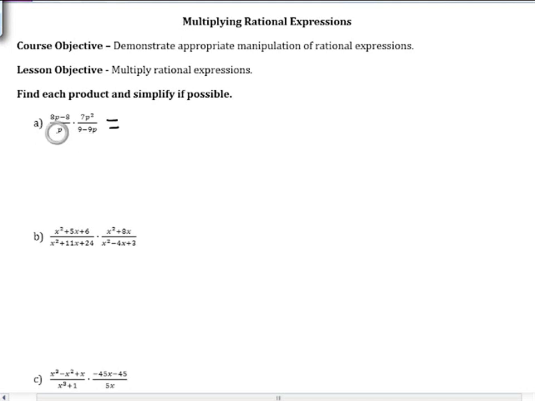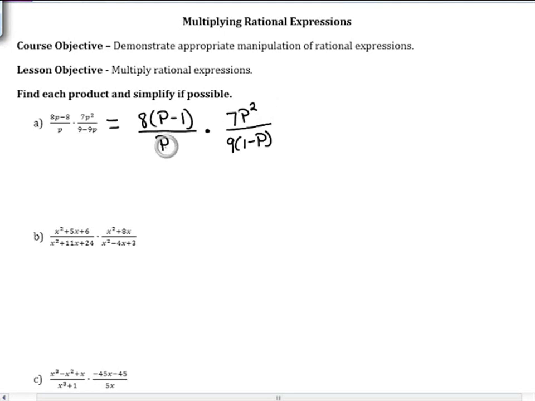We can factor an 8 out of this 8p minus 8, so that will become 8 times the quantity p minus 1. Then we can't do anything to our denominator, it just remains p. And then times, we can't factor anything out of 7p squared, but we can factor a 9 out of that denominator, so it would be 9 times the quantity 1 minus p.